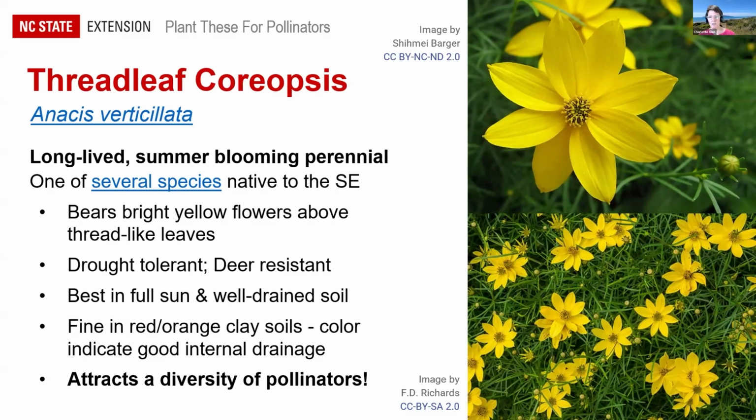The other thing that can be confusing when we talk about plants and say they need well-drained soil, people will think, well, I have clay, and clay's not well-drained. But really, if you have clay that has these bright red and orange colors in it, that is considered well-drained. That color in the soil comes from iron, literally from rust, from iron being exposed to oxygen. So in order for that to happen, there has to be good drainage or good internal drainage. So these orange clays would be a great place for threadleaf Coreopsis, as well as our sandier soils or any well-drained soil across the state.